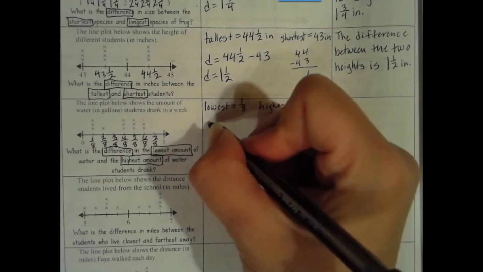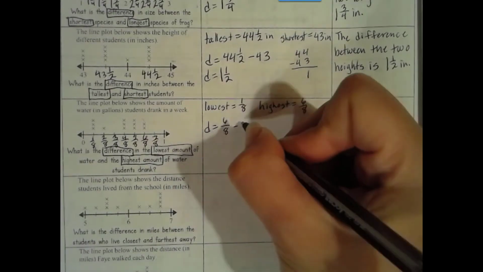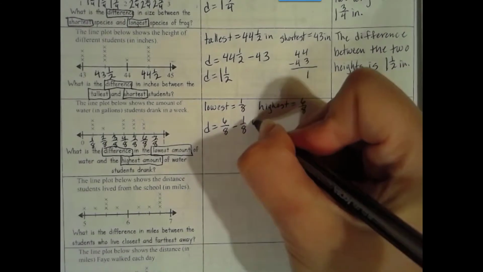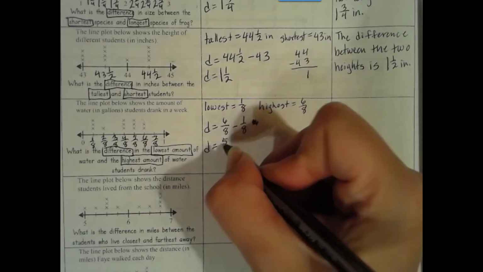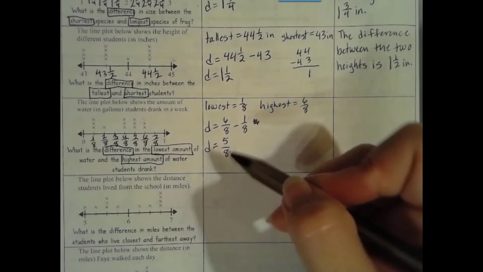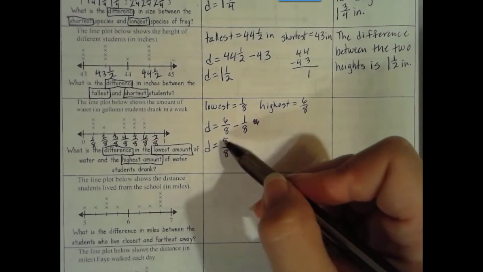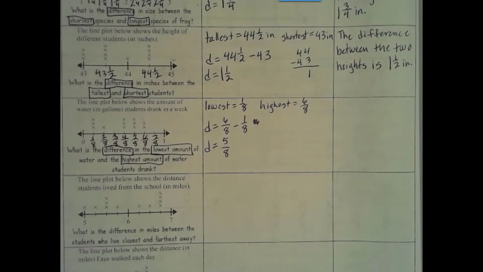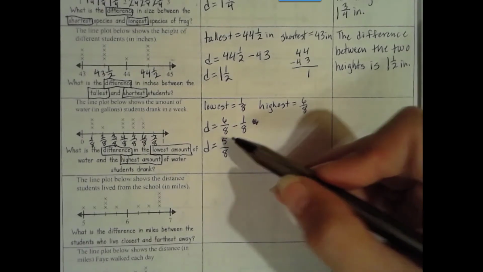So our difference between the highest and the lowest, they do have the same denominator. So 6 take away 1 is 5/8. There's nothing I can divide both by other than 1. 5 is prime, and it's not a factor of 8. So that is its simplest form, or the equivalent fraction in lowest terms.